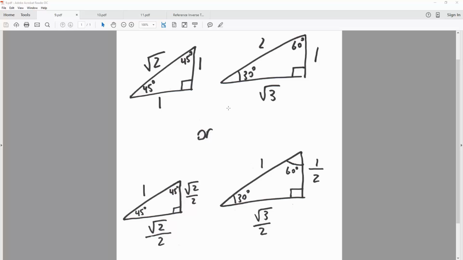Okay, in this video, we will go over special triangles. So there's two special right triangles. We have a 90 degree, then a 45-45, or we have a 90-30-60. So we'll go over a couple of properties.